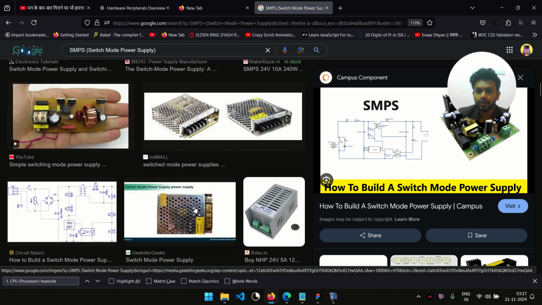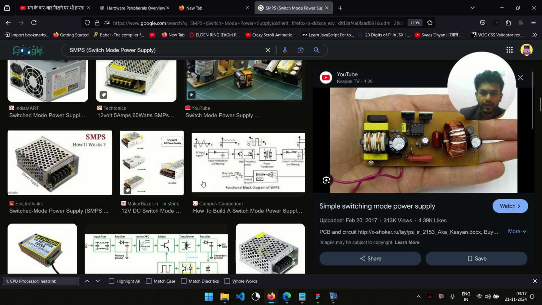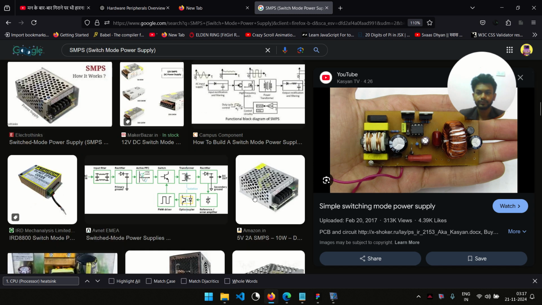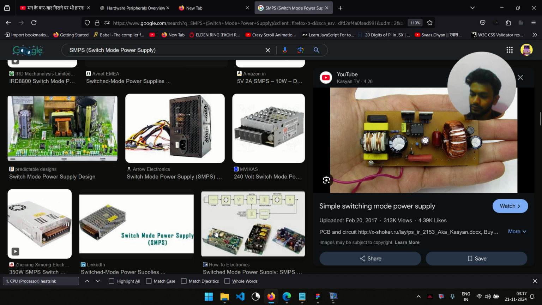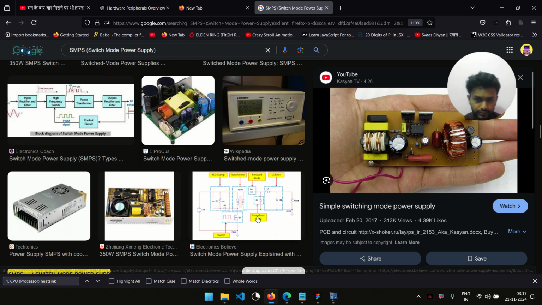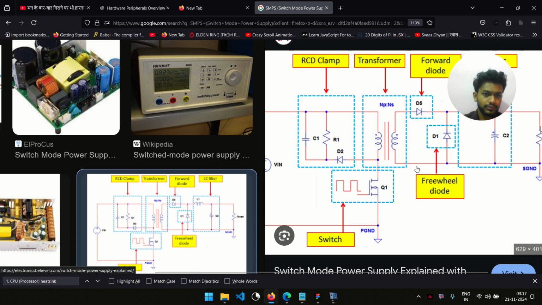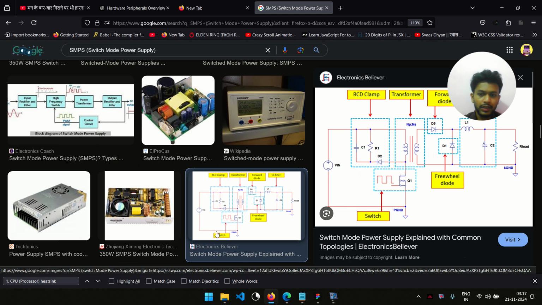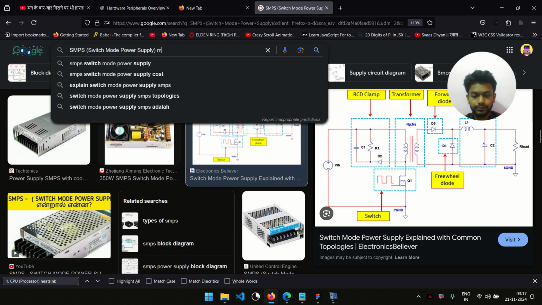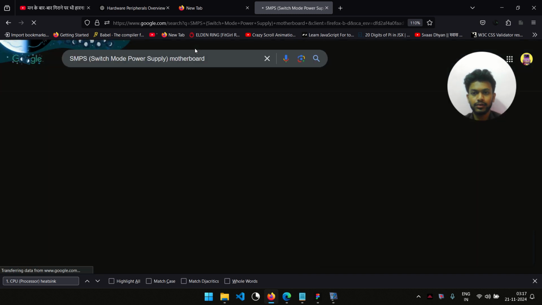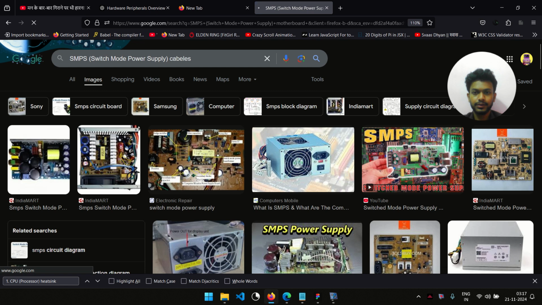Wire cables. I want to look at it. This is a simple switching mode power supply. But I want to see how it actually switches power. Anyway, we should not go that deep. So it is just showing the motherboard. Let's search for cables.